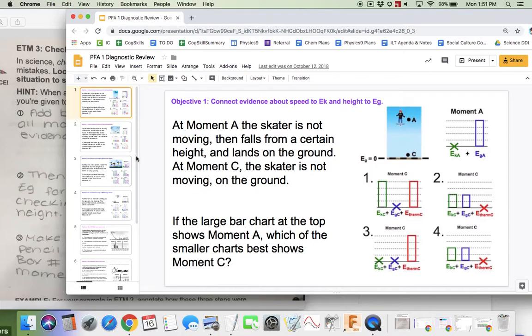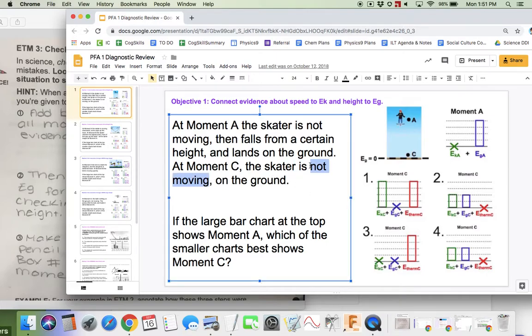At moment A, the skater is not moving, then falls from a certain height and lands on the ground. At moment C, the skater is not moving on the ground. We have some evidence here: not moving, falls from a certain height, lands on the ground, in the description. We also have evidence in the drawing that he's not moving up high and not moving on the ground.